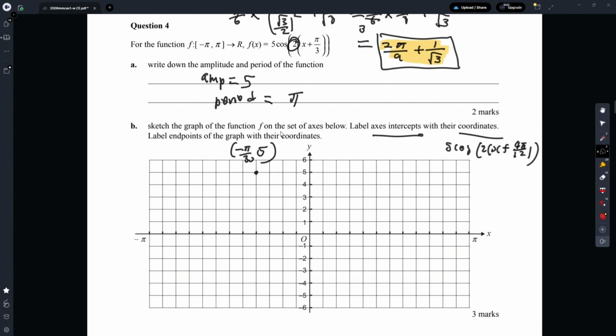Pi on 5. The cos graph just starts from the top. Add pi because of the period. Negative pi on 3 plus pi is 2 pi on 3. 2 pi on 3 is equal to 8 pi on 12.